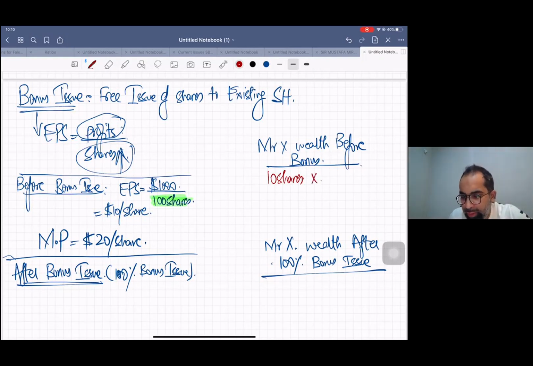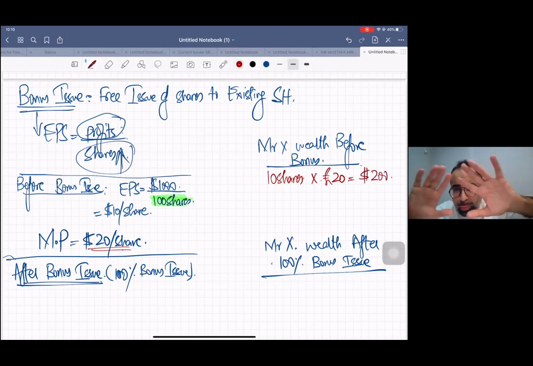So now, can you tell me Mr. X's wealth before the bonus issue? There is no bonus issue by the company. Mr. X owned 10 shares. And what is the share price right now? $20. So 10 shares multiplied by 20, the wealth is $200. I had written pounds, let me change it to dollars. The wealth is $200.